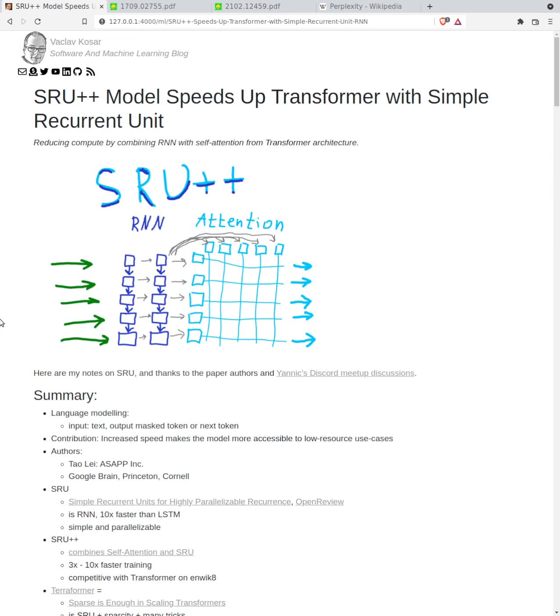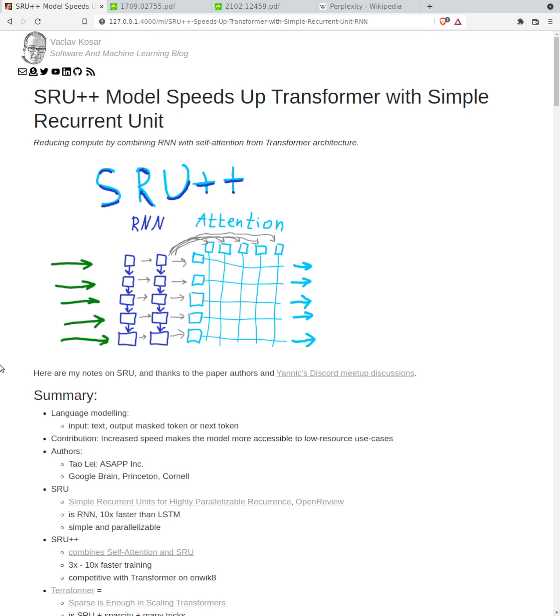What is this paper about? So this paper, as I mentioned, suggests an architecture that is around 10 times faster than the transformer because it uses a very fast version of recurrent neural networks, but as well it combines self-attention, which is a little bit slower but more powerful.